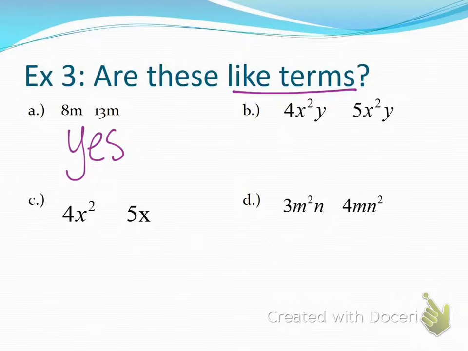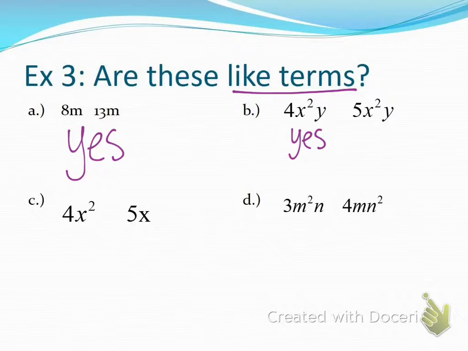On letter B, 4x squared y and 5x squared y. Yes. So again, the number in front changed, but both of them had an x squared and both of them had a y. And that's it. So they do match. What about letter C?